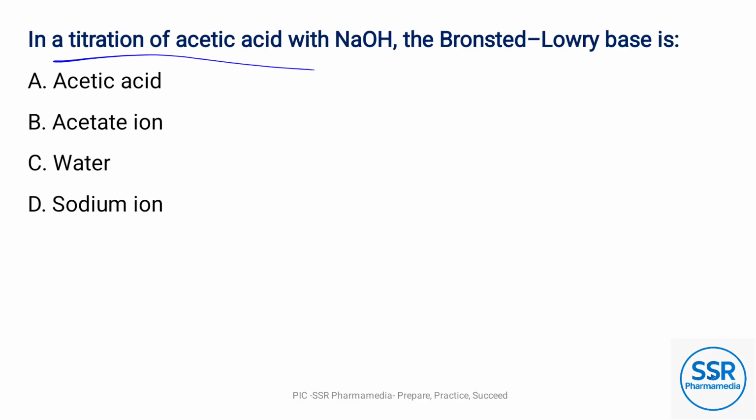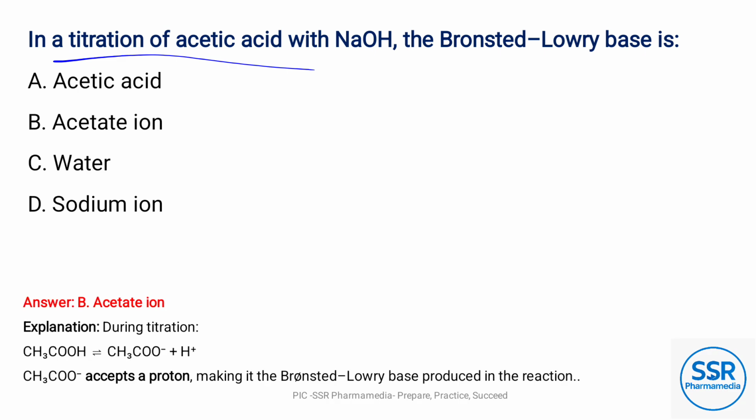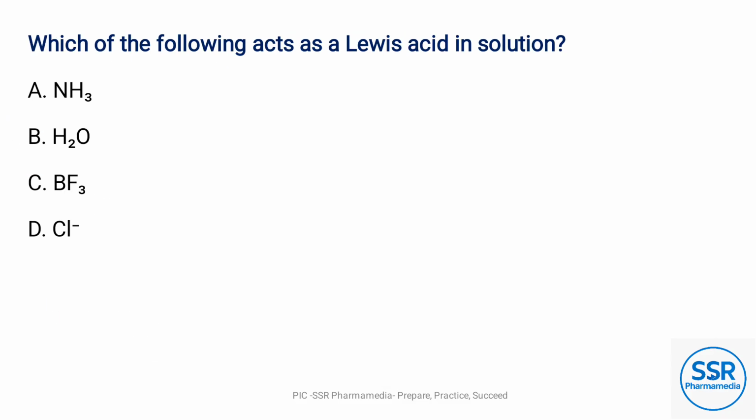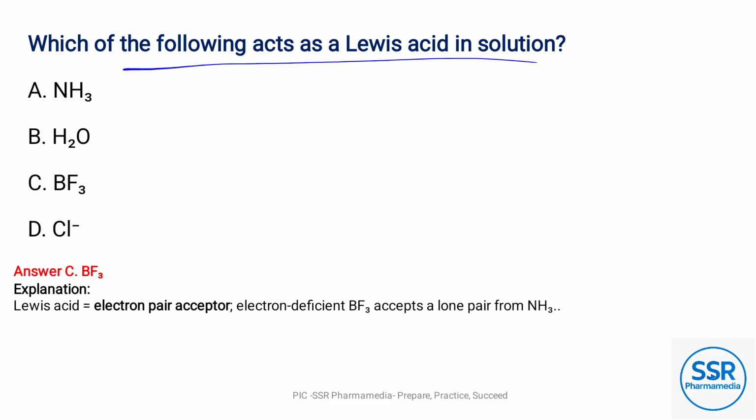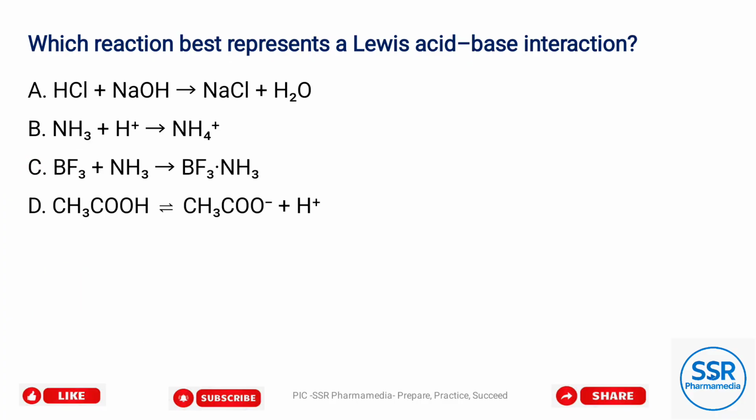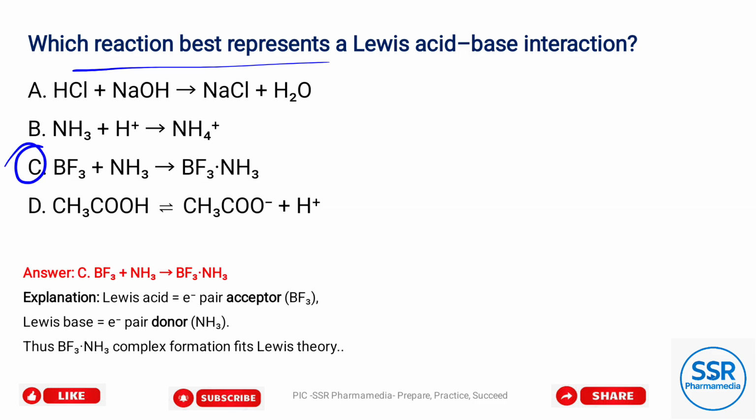In a titration of acetic acid with NaOH, the Bronsted-Lowry base is option B, acetate ion. Which of the following acts as a Lewis acid in solution? Option C, BF3, an electron pair acceptor. It is electron deficient and accepts the lone pair of NH3. Which reaction best represents a Lewis acid-base interaction? Option C.